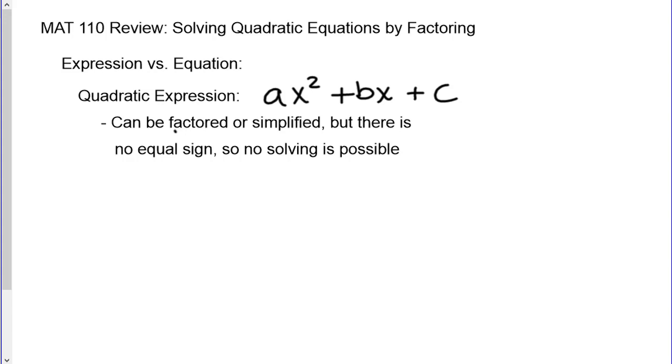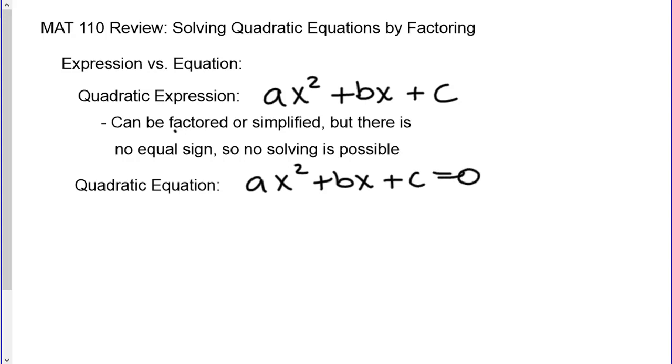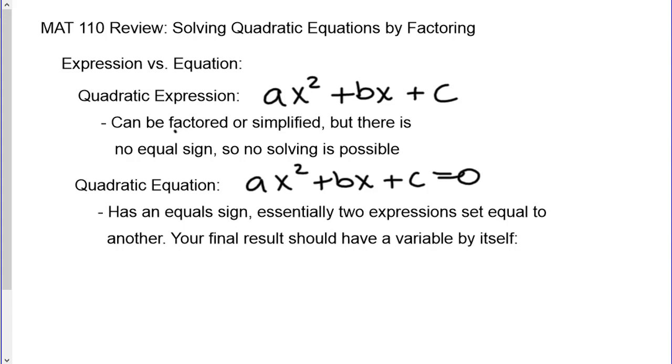We contrast that with the concept of a quadratic equation, and the simple quadratic equation looks like ax squared plus bx plus c equals 0, or at least it could be written in that form. Now, the thing about this is there is an equal sign, so this is essentially two expressions set equal to one another. Your final result should have a variable by itself, so it will look like x equals 4, x equals negative 1/2, etc. So you'll have something solved for x in the end. So that's the difference between an expression versus an equation. So in this video, we're going to be working with equations.